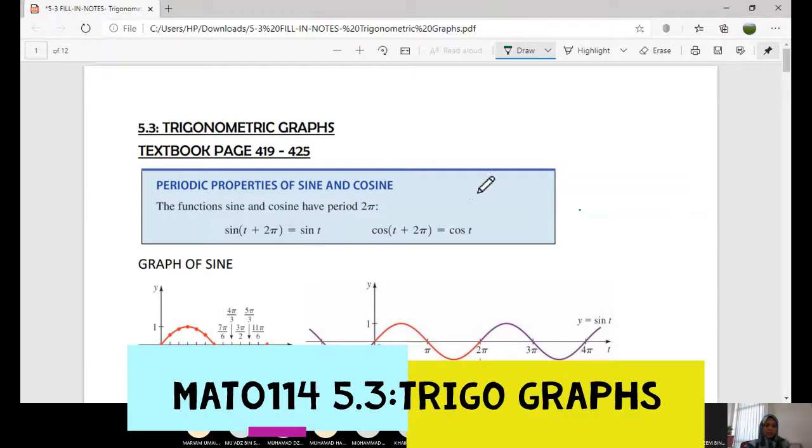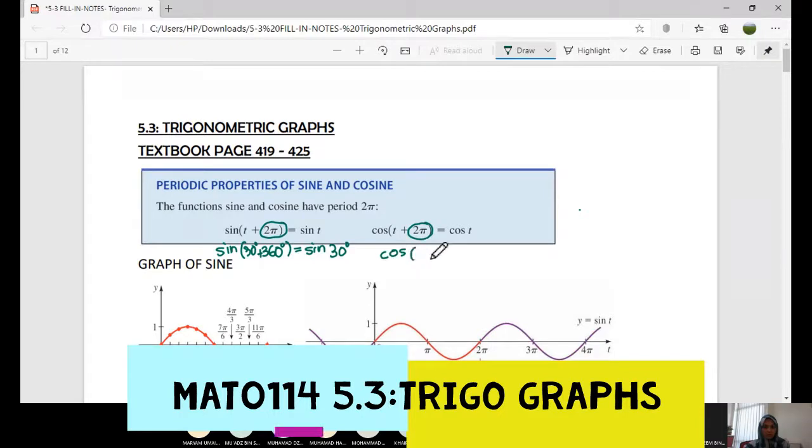of sine and cosine. As we already know, the period for sine and cosine is 2 pi, which means that after 2 pi or after 360 degrees, they will get the same location. Okay, for example, if you have sine 30 degrees plus 360, then you will get back the value of sine 30 degrees. Same thing for cos.